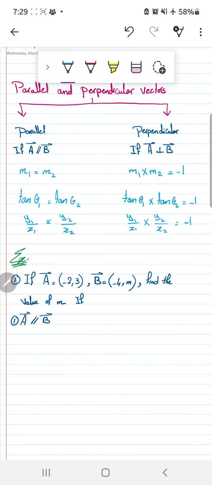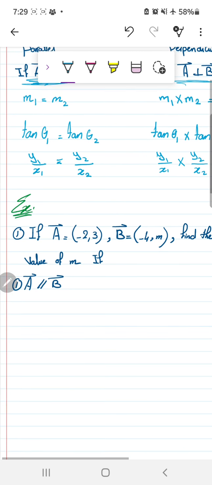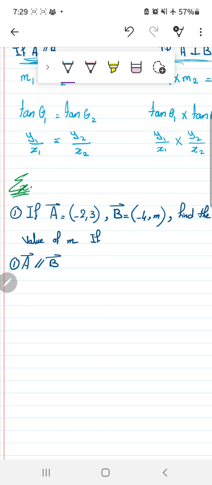Okay? So if we talk about two parallel vectors, their two slopes are equal. If we talk about perpendicular vectors, the multiplication of the two slopes equals -1. We have some examples. Number 1: if vector A is (-2, 3) and vector B is (-4, m), find the value of m if vector A is parallel to vector B.